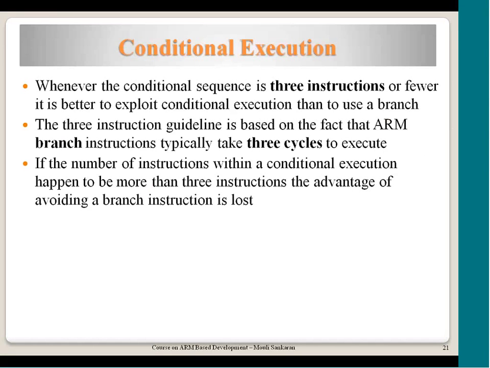So because typically a branch instruction takes 3 cycles effectively, you don't want conditional execution instructions to be more than 3, and the advantage you get by avoiding branch is lost. So you should go for using the branch instruction rather than going for conditional execution, when you have to put too many instructions inside based on a particular condition.